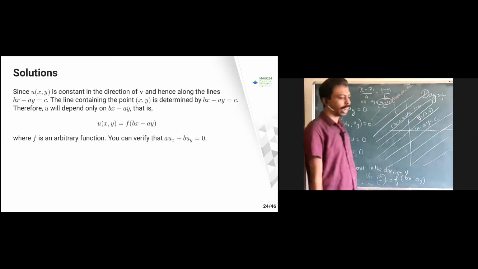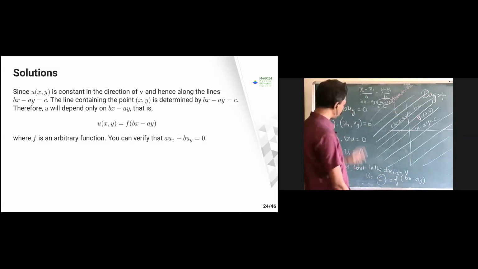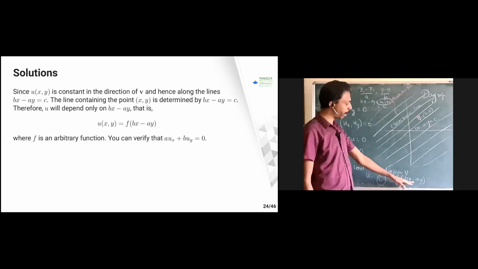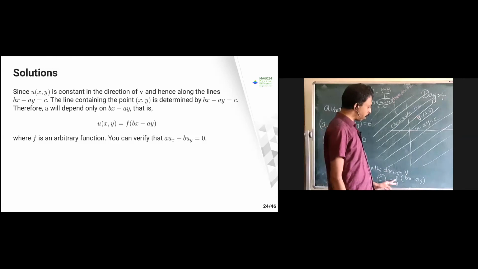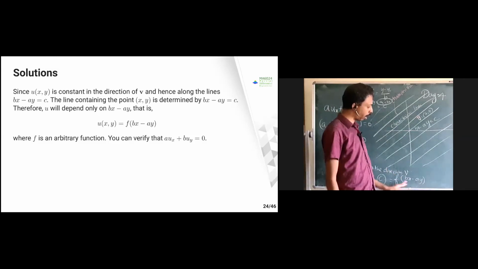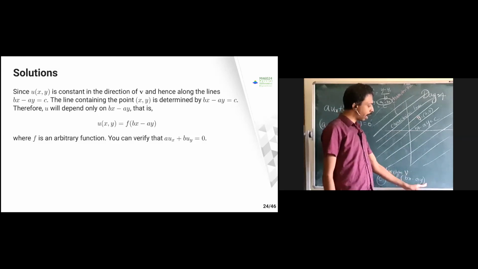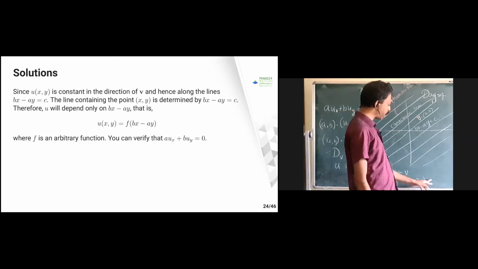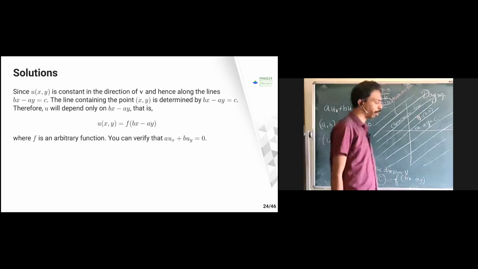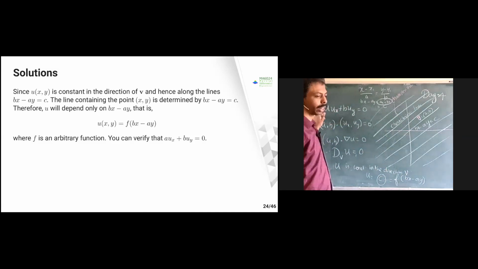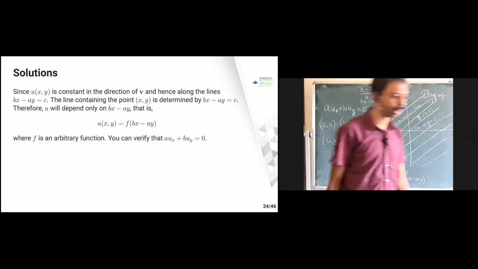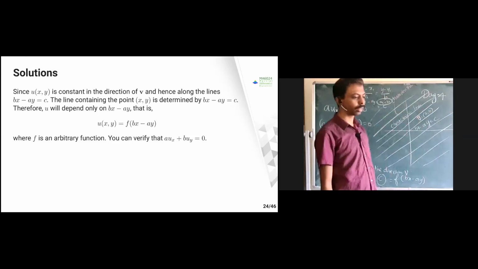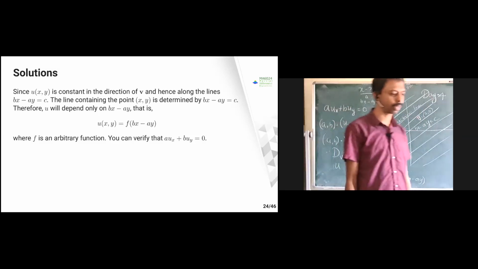Now you can verify that. If you take ux, it becomes f dash of bx minus ay into b. If you take uy, it becomes minus a into f dash of bx minus ay. Substituting, you can take f dash of bx minus ay common. One term becomes ab, another becomes minus ab, so you get 0. You can verify that. This is the underlying idea of the characteristic line.